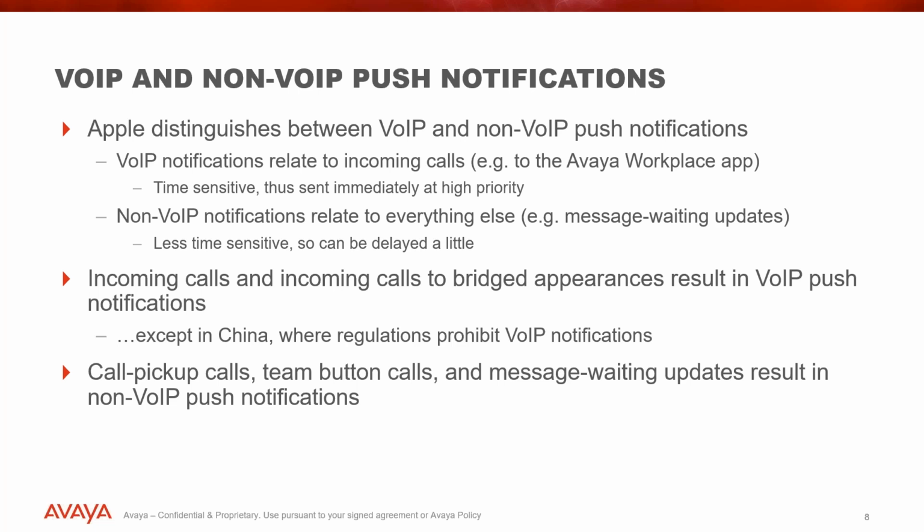The other notifications, non-VoIP notifications, relate to everything else. So for example, like breaking news from CNN or something, it's not like you have to have that within 2 seconds of the news breaking. That can be delayed a little bit. Same with some of these workplace push notifications, a message waiting lamp update, for example. You don't want to delay it too long, but it doesn't have to show up within 1 or 2 seconds. It can be delayed 5 seconds, 10 seconds.